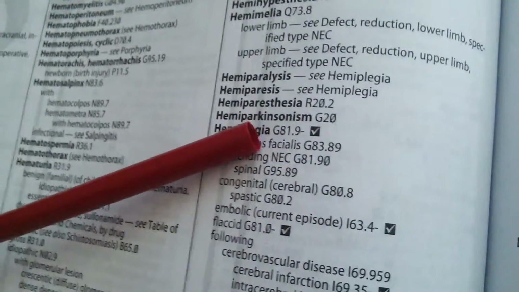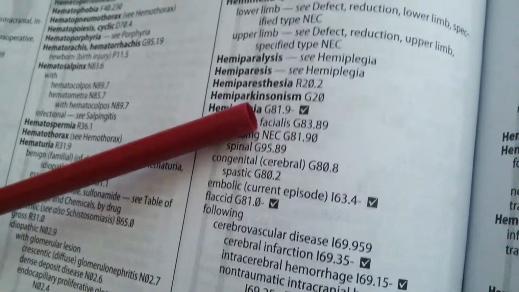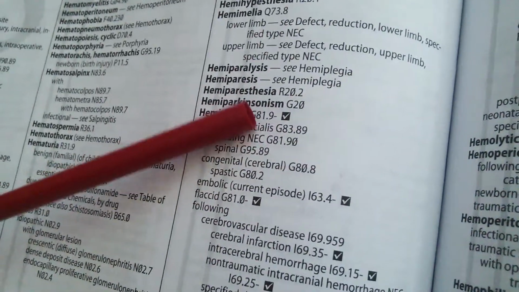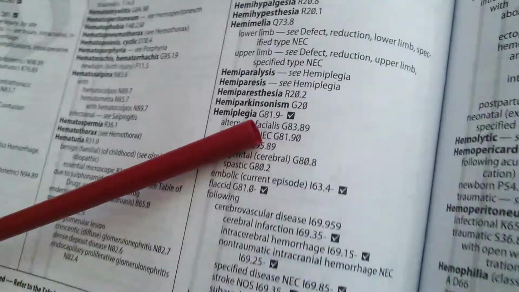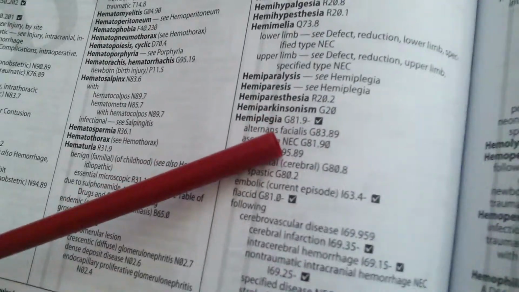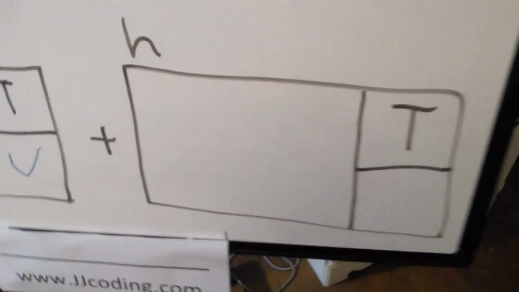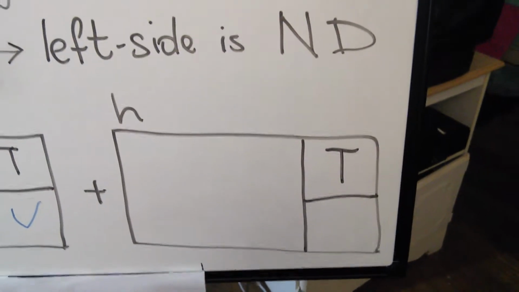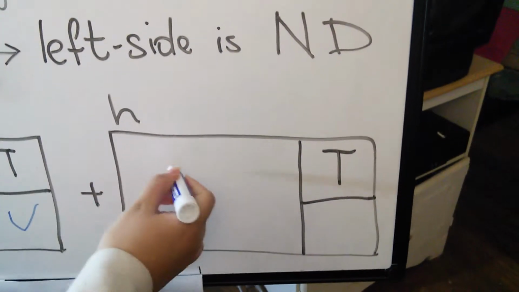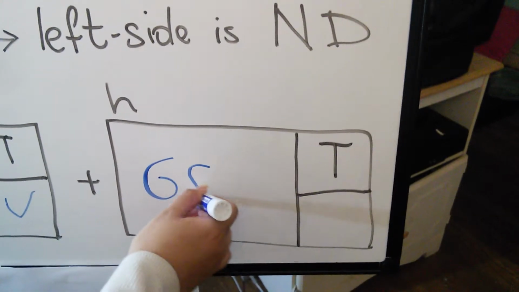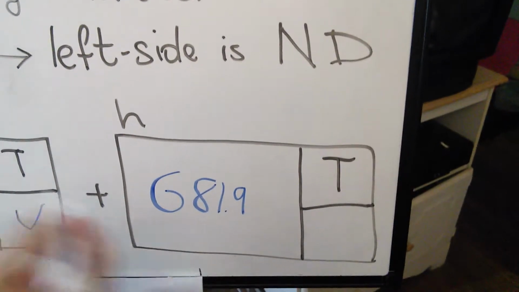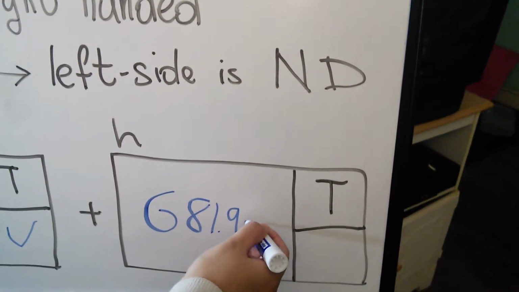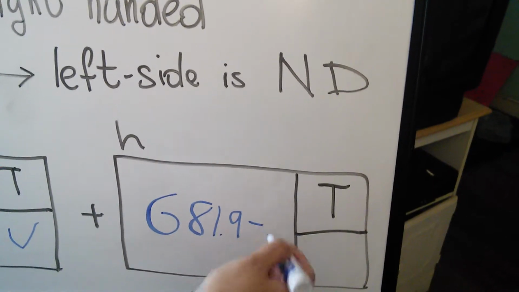Okay, so what's the code? G81.9 dash. Which means that it needs an additional character, right? Okay, so let's write what we have so far. G81.9. And put a little line there to indicate that we need one more character, right?